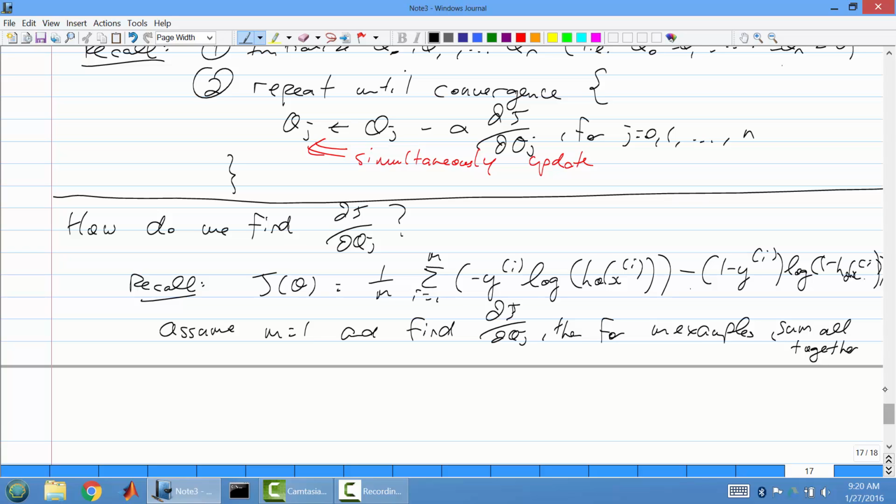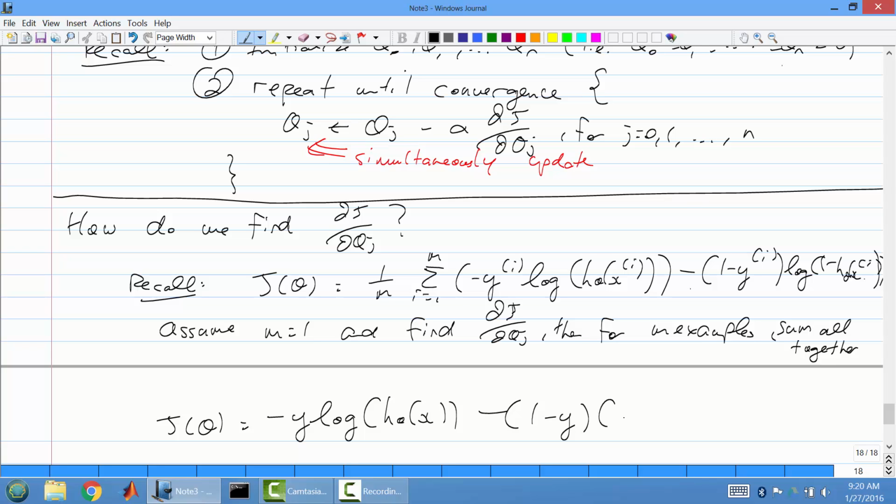Okay, so in this case it just gets simplified to minus. And then minus. We're doing it for 1 because it'll make the math a little easier to deal with, all right? Okay, so there's just one training example for now.